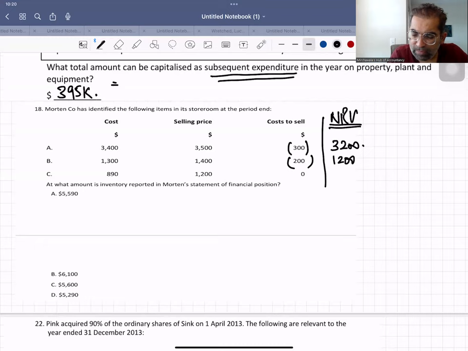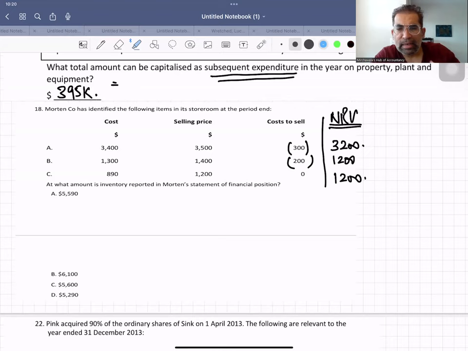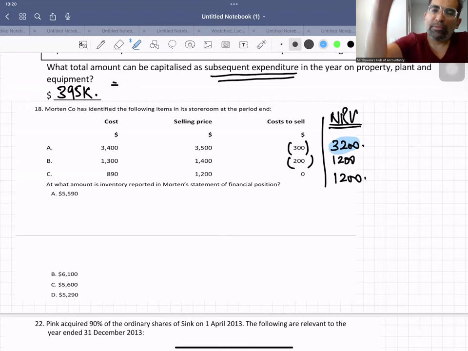Okay. Now look at the screen. Let's do it product wise. Product A, the cost is 3400 and the NRV is 3200. So inventory should be recorded at lower of. So for product A, we will be using 3200.